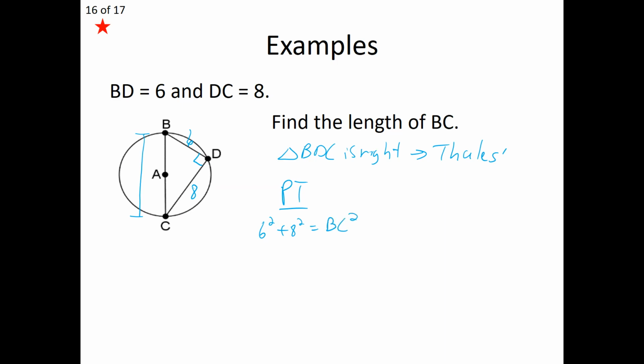So I'll say that is equal to BC squared. We have 36 plus 64 is equal to BC squared. 36 and 64 equal 100. I'm going to flip my equation around when I take the square root here. So BC is then equal to a length of 10. And that's again thanks to two theorems: the Thales theorem, which shows that it must be a right triangle, and our Pythagorean theorem, which means we can solve for a missing side measure of that right triangle.